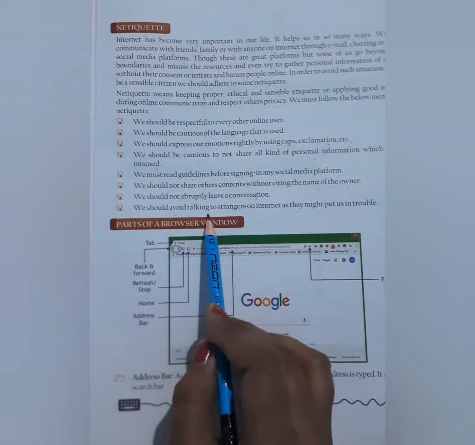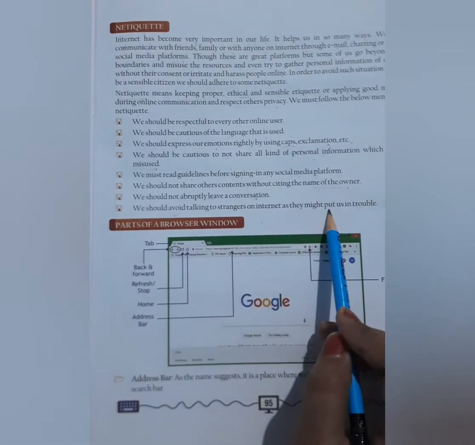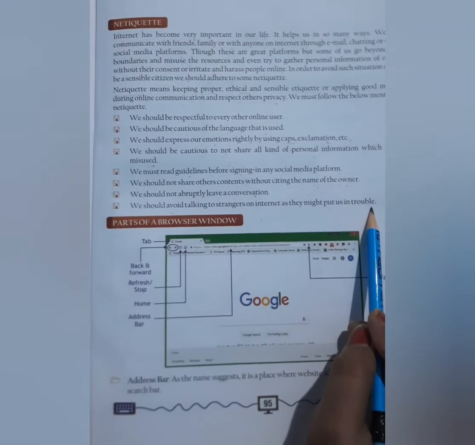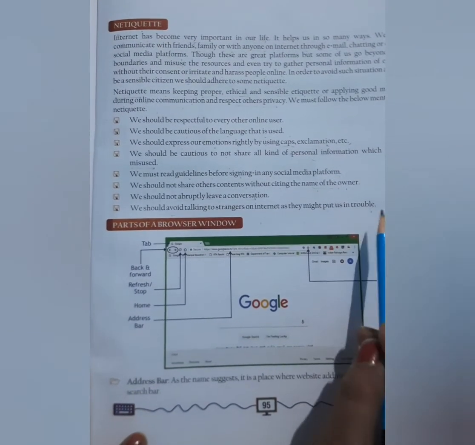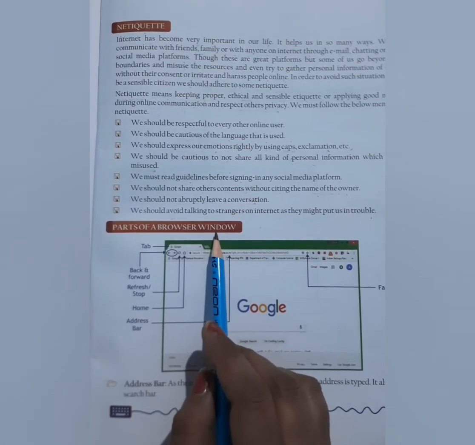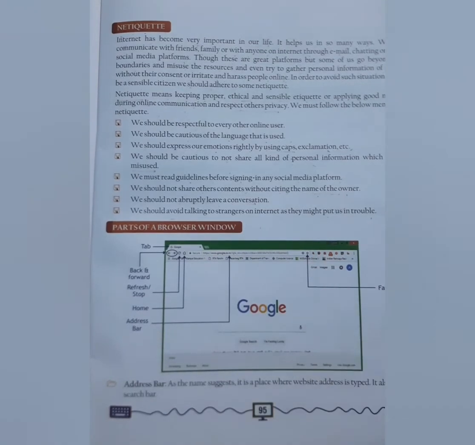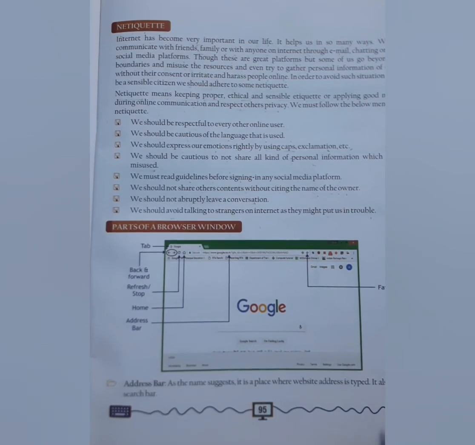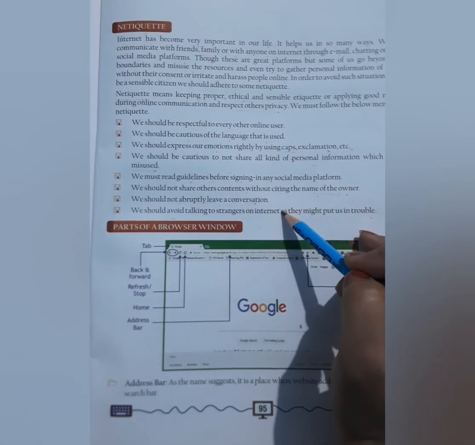We should avoid talking to strangers on internet as they might put us in trouble. So children, this you all know. Your parents also say this to you, that you should never talk to the strangers. Same goes for whenever you are communicating online. You should never talk to the strangers, the ones whom you don't know, because maybe they may harm you. Maybe they create some trouble, they steal your information, anything can happen. Okay? So these are the netiquettes that you have to follow to be a sensible digital citizen.